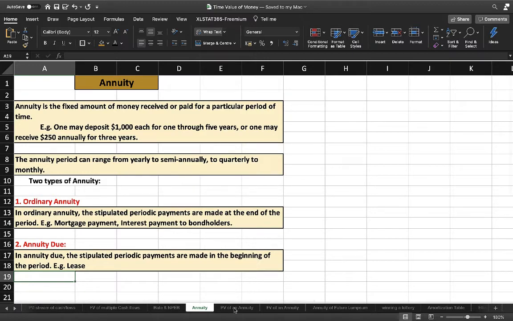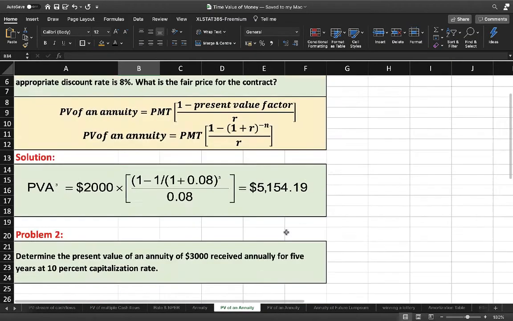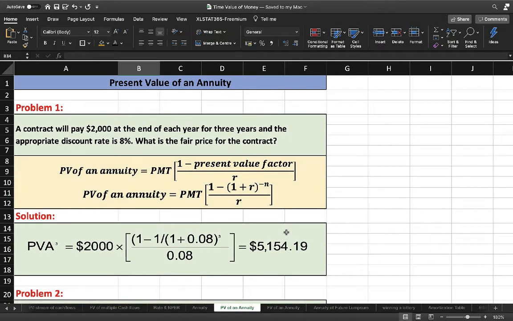First, I'll explain how to solve present value of an annuity. So here we have been given one problem: a contract will pay 2000 at the end of each year. At the end of each year means ordinary annuity, for 3 years, and the appropriate discount rate is 8%. So what is the fair price for the contract?